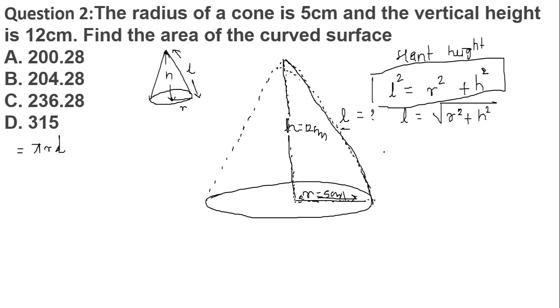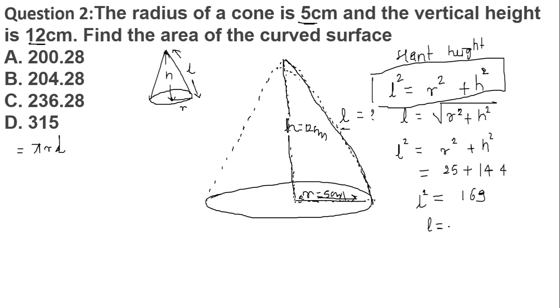L square is equal to r square plus h square. R is the radius. Radius is 5. Okay, 5 square is 25. What is h? H they have given here is 12 centimeter. What is the square of 12? 144. Am I right? So 25 plus 144 will give me 169. So this is the value for L square.